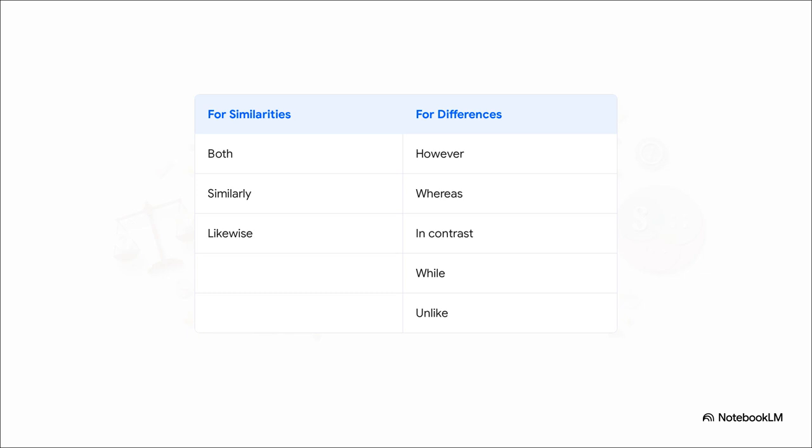Now, hang on. Here is a pro tip that will make a massive difference. You need to use dedicated comparison words. Think of these as your secret weapons. Words like similarly or likewise when things are the same, and whereas or in contrast when they're different. These words are like little signposts for your reader that make your comparison super direct and really, really strong.